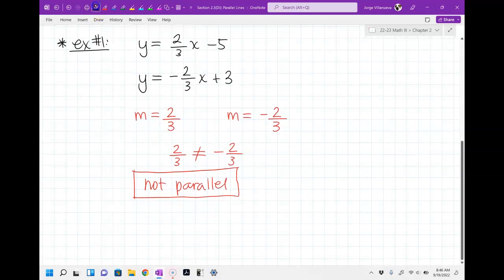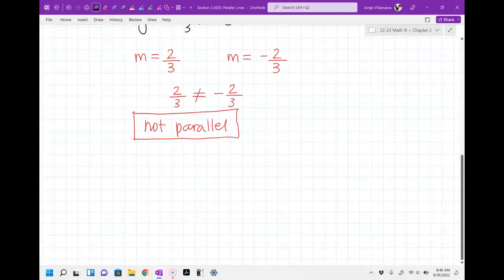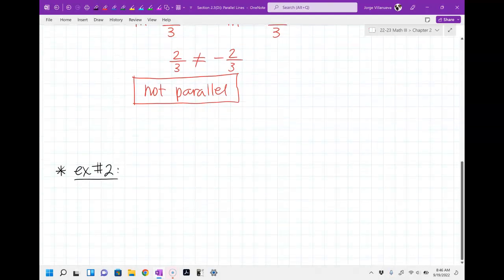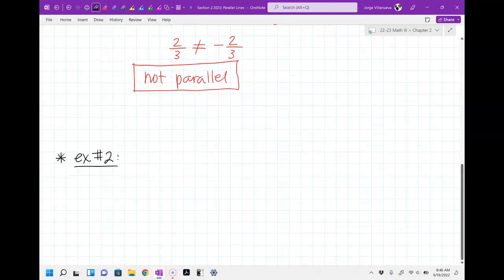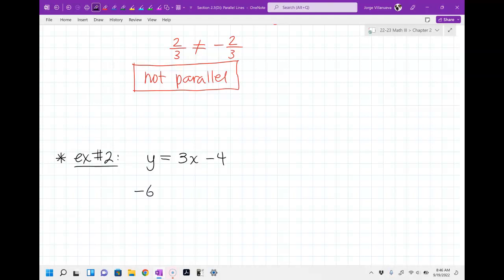All right? Let's try a different one here. So example number 2. Let's say I give you y equal to 3x minus 4, and we'll put negative 6x plus 2y equal to 10.